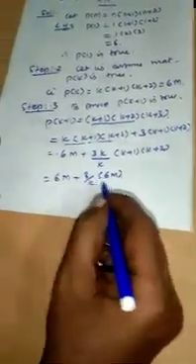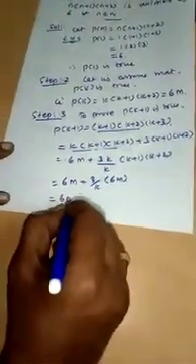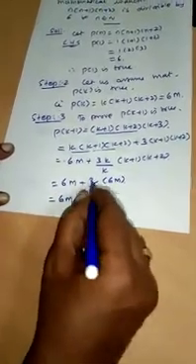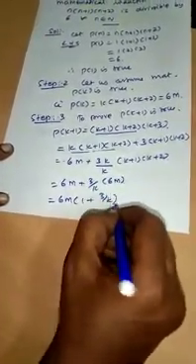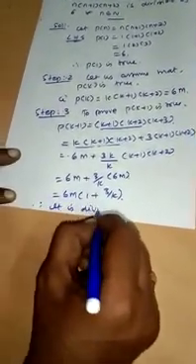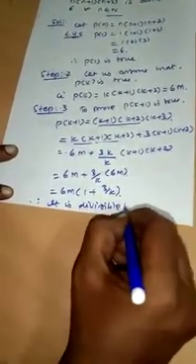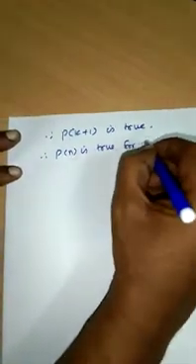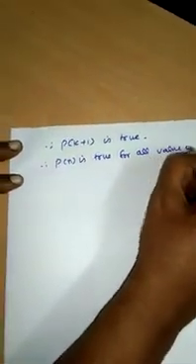Take 6m as common. That is 1 plus 3 by k. Therefore, it is divisible by 6. Therefore, Pk plus 1 is true. Therefore, Pn is true for all values of n. That's all.